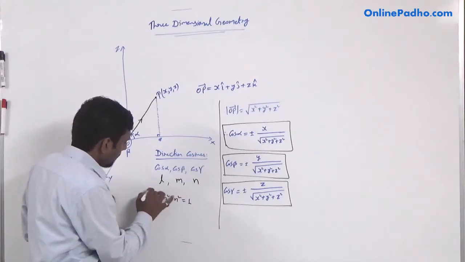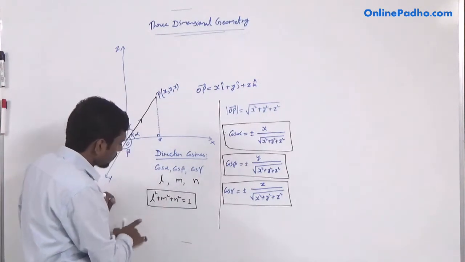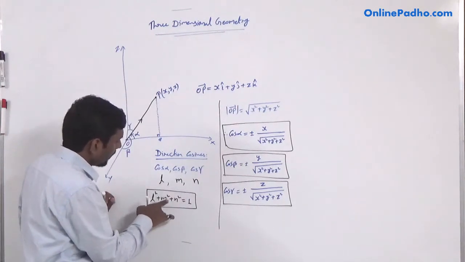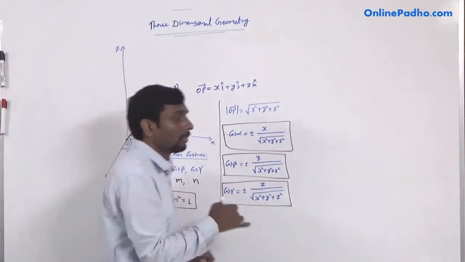Very important relation. Means cos square alpha plus cos square beta plus cos square gamma is equal to 1.